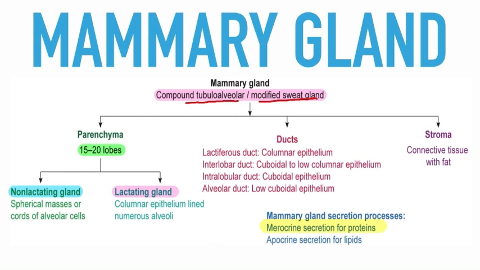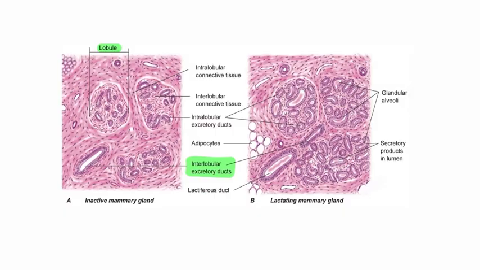So coming to another important topic for our discussion, that is mammary gland. Just like other glands, it also has the same components, but the main thing we have to focus on here is parenchyma. On the basis of parenchyma, we'll distinguish between the lactating and non-lactating stage of mammary gland. In case of non-lactating gland, there will be spherical masses or cords of alveolar cells, because secretion is not happening now. But in lactating gland, there will be numerous alveoli which are lined by columnar epithelium, because now there is a need of secretion. So you can appreciate this difference here very easily.